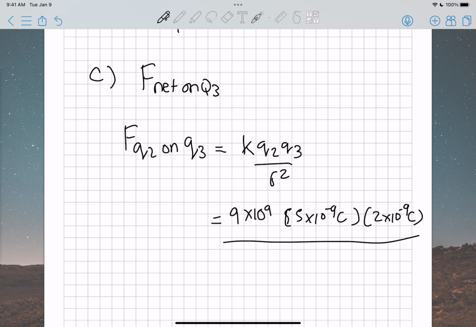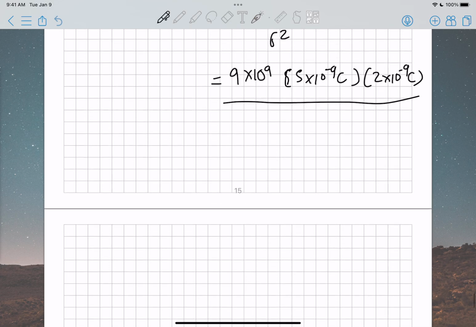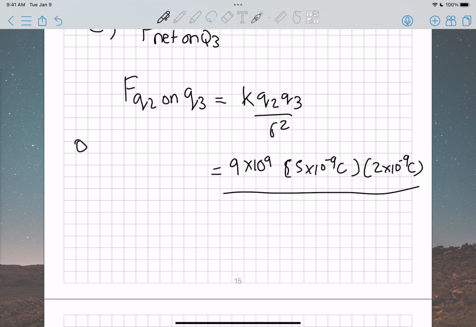And then you divide by r squared, the distance between them, the r. Well, how can we figure out the r here? And what is the r actually? Let me draw this out here. So this is Q2, Q3. This is 3 centimeters. This is 1 centimeter. So how can we figure out r? And actually, what even is r right here in this case?